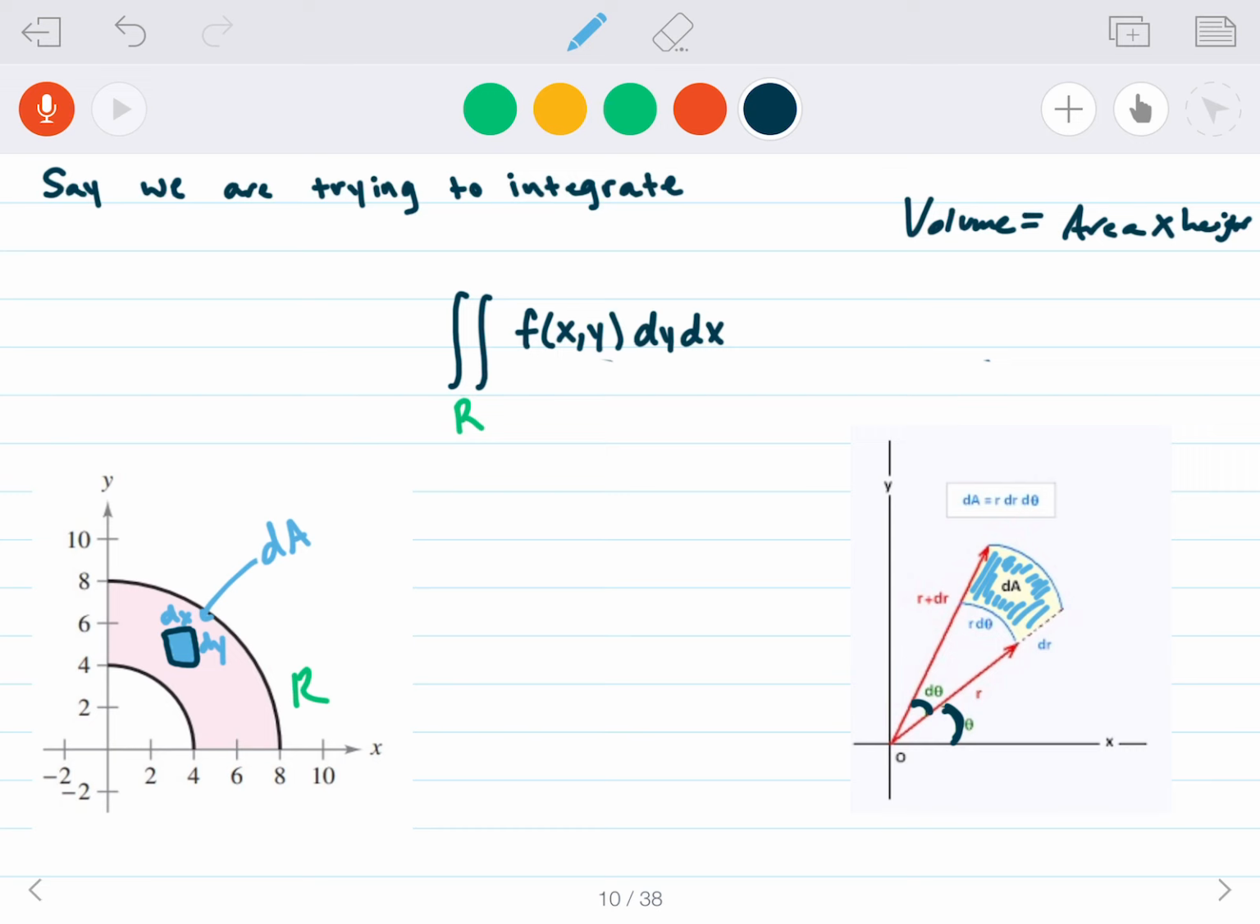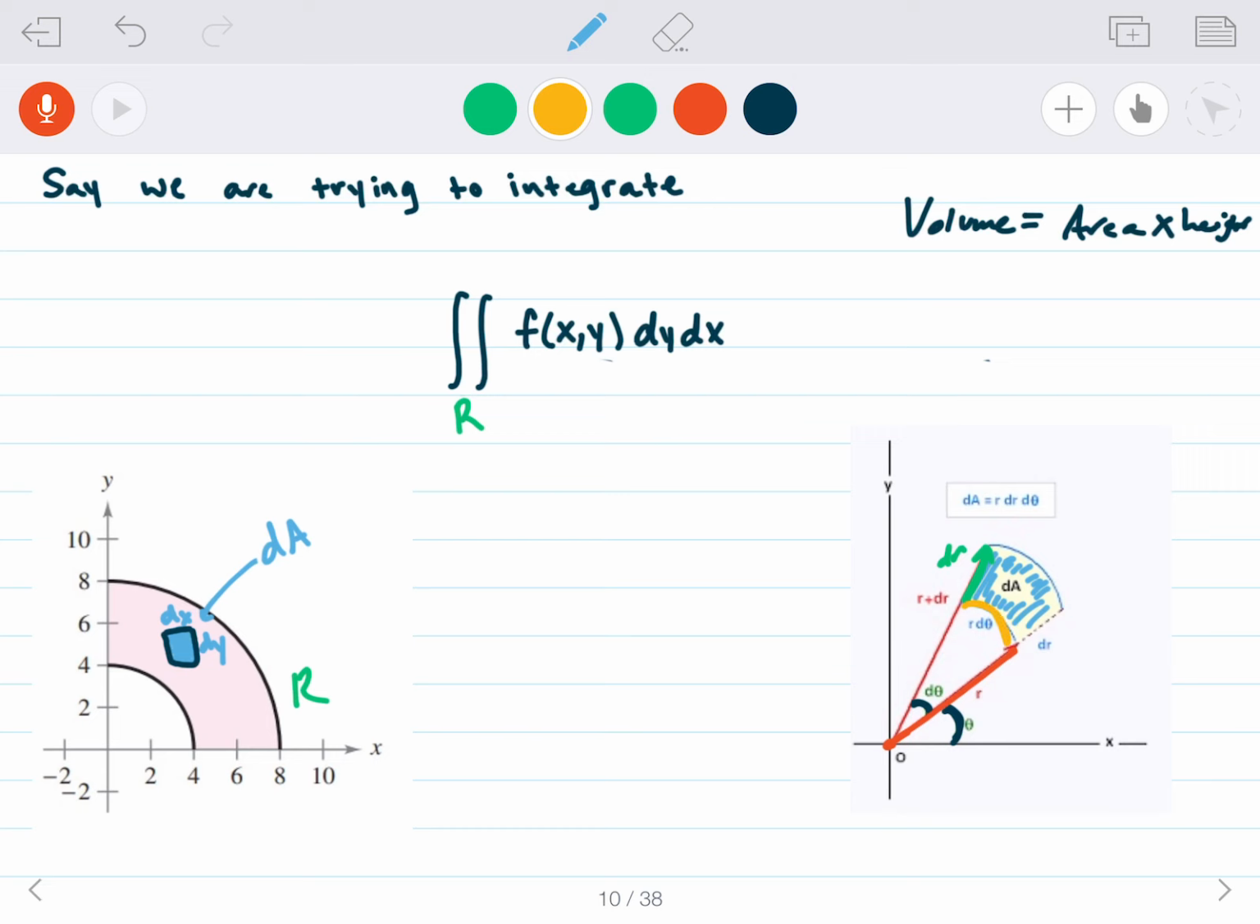We also have a radius going out from the center, so from the origin to the edge right here. And then this remaining piece is going to be the radius plus a little bit more, right? So this little green piece is going to be dr. And this guy is going to be r d theta.